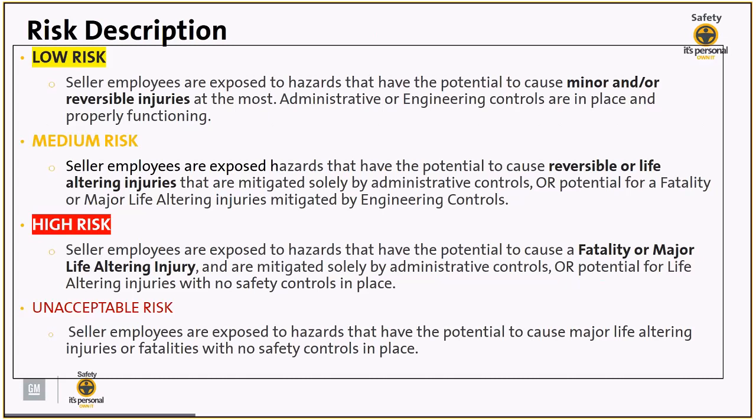Then we're saying high risk is defined as the seller's employees are exposed to hazards that have the potential to cause a fatality or major life-altering injury and are mitigated solely by administrative controls or potential for life-altering injury with no safety controls in place. And then there is unacceptable risk, where we're saying the seller's employees are exposed to hazards that have the potential to cause major life-altering injuries or fatalities with no safety controls in place.